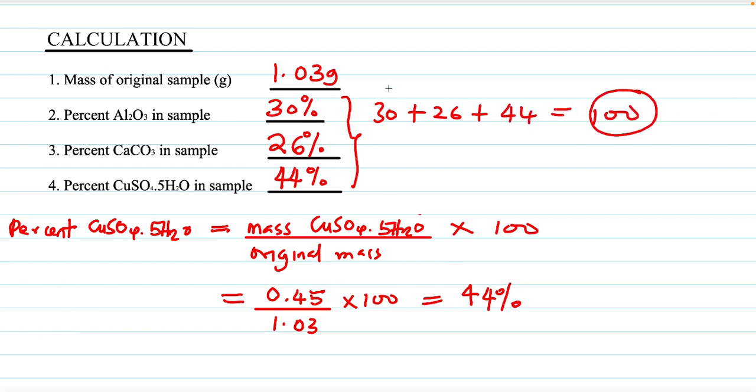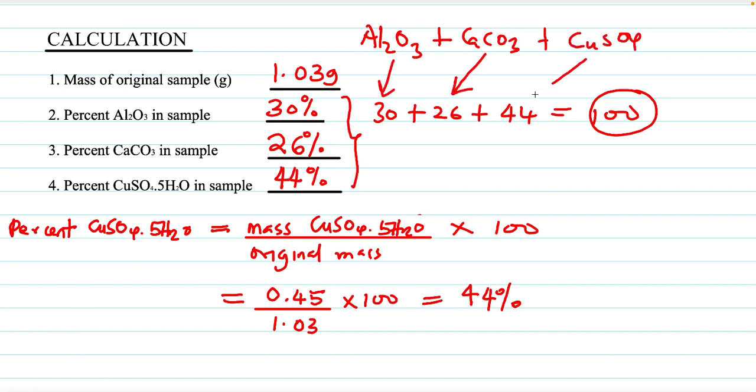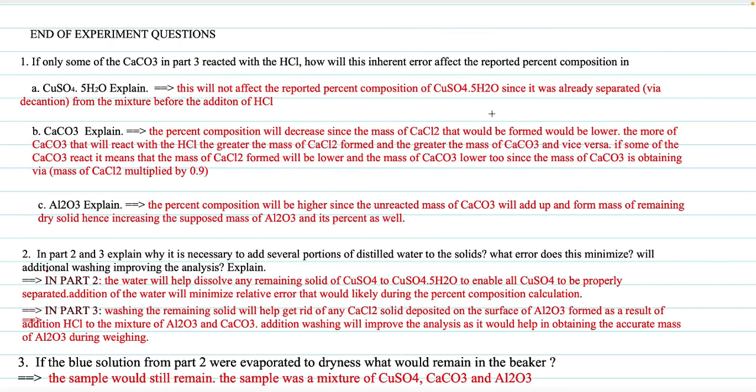That means the mixture of Al2O3 plus this. Now this guy contributed 30%, this guy contributed 26%, and this guy contributed 44%. Okay, so that's that for the calculation. Although we have some few questions we're going to answer here, but I already actually answered the question. So if you read it out, it's self-explanatory.